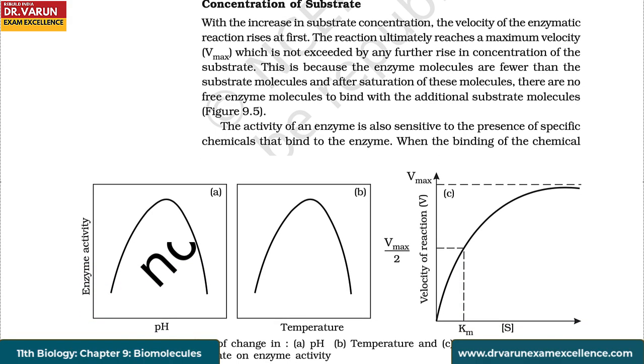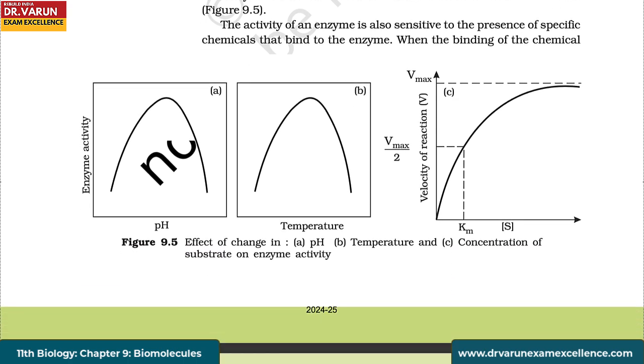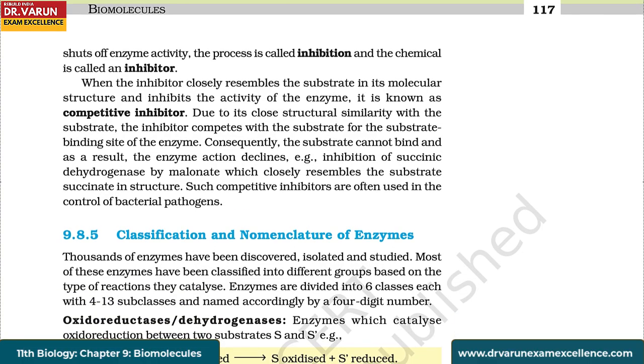The activity of an enzyme is also sensitive to the presence of specific chemicals that bind to the enzyme. When the binding of the chemical shuts off enzyme activity, the process is called inhibition and the chemical is called an inhibitor. When the inhibitor closely resembles the substrate in its molecular structure and inhibits the activity of the enzyme, it is known as competitive inhibitor. Due to its close structural similarity with the substrate, the inhibitor competes with the substrate for the substrate binding site of the enzyme.